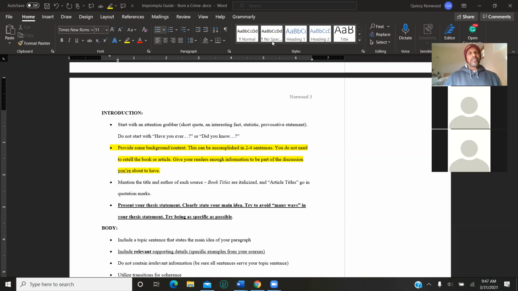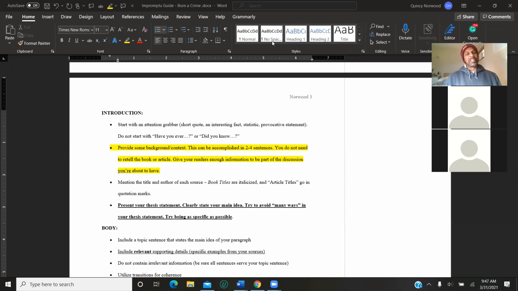And for this essay, just an insider tip: keep it simple when it comes to your thesis statement. It doesn't have to be some overly complex statement. Clearly state your main idea. Try to avoid many ways.